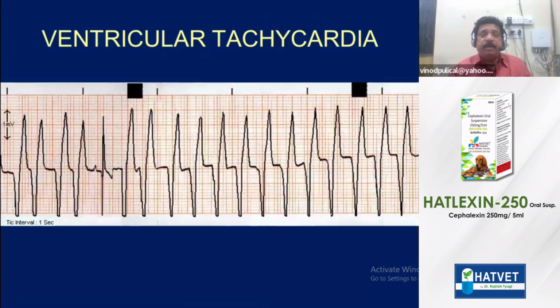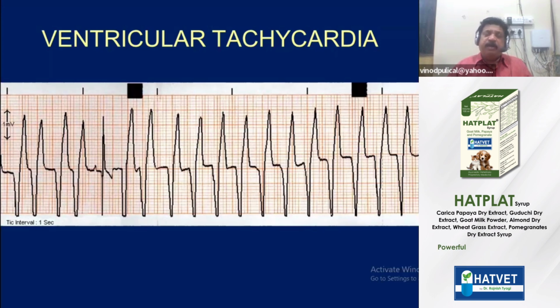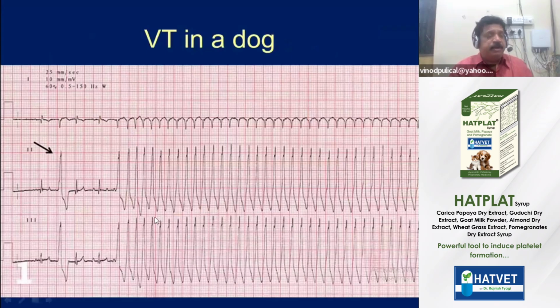We have to see ventricular tachycardia. Sometimes there is no normal sinus complex at all. You can see continuous VPCs only. If continuous VPCs are there, it is known as ventricular tachycardia. This can be reversed. It is better you give 2 milligram per kg IV lidocaine.